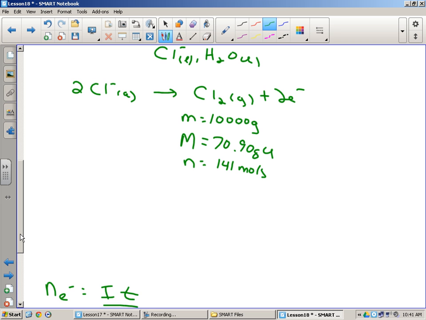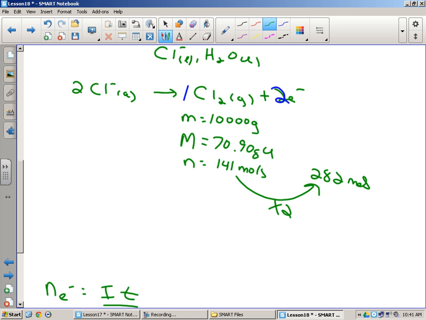Now, that's the amount of chlorine gas that would be produced. Therefore, moving it over to here, I times it by 2, of course, because it is a 1:2 ratio here. So twice the amount of chlorine, or of electrons, I should say. So this works out to be 282 moles of electrons here. Okay? So that's the amount of electrons that were basically given off in this case here.